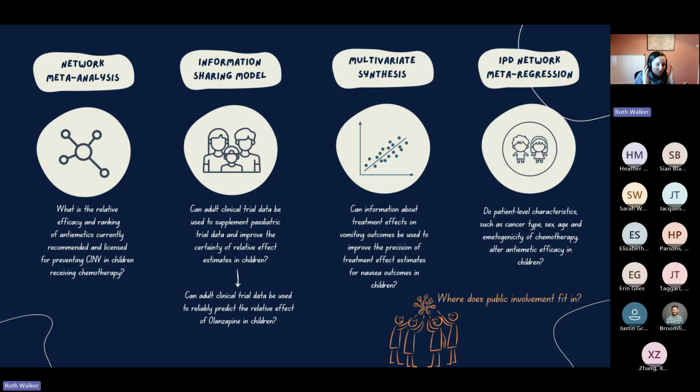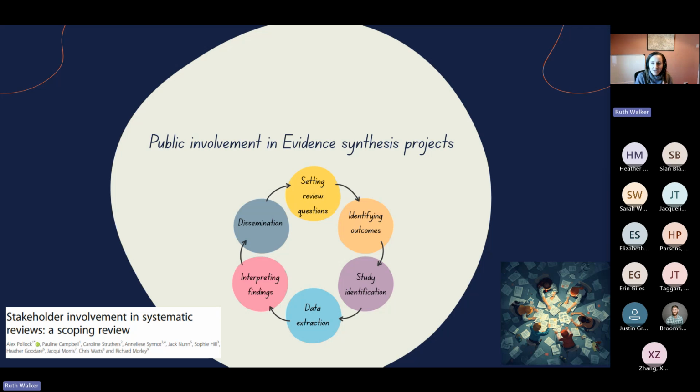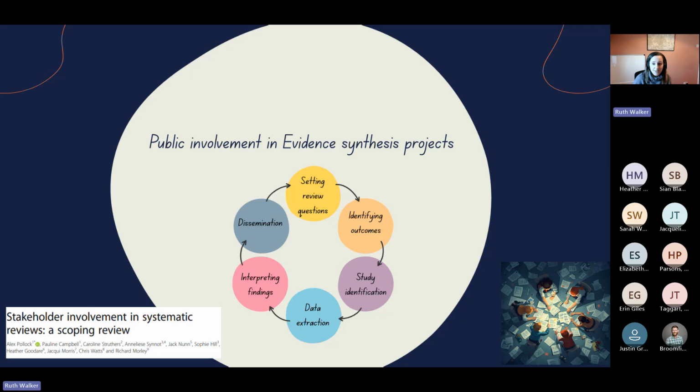So where does public involvement fit into all of this? Before I go through what I did, I think it's important to say that public involvement in evidence synthesis is steadily growing, despite these often being quite statistically complex projects. There was a review done in 2018, a little while ago now, by Pollock et al. And this showed that people are being involved throughout the research process, right from setting review questions and identifying outcomes through to dissemination.